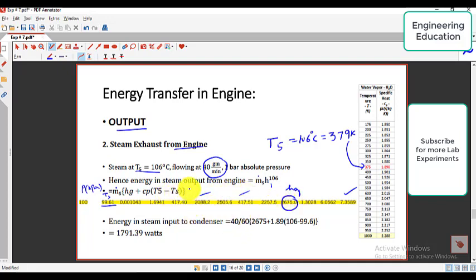So putting these values in this expression we get 40 by 60, converting mass flow rate from gram per minute to gram per second. This is the saturated vapor enthalpy. 1.89 is the specific heat capacity, 106 is the T5 temperature, and this is the saturation temperature 99.6 degrees centigrade. So simplifying this we get the energy in steam which is input to the condenser or which is output from the engine is 1791.39 watts.